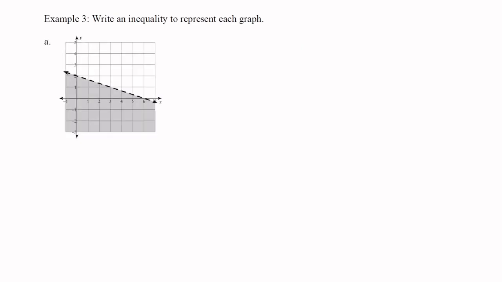So we're going to write an inequality to represent each graph. Starting with the first one, we're going to identify what our slope is and our y-intercept. Our y-intercept is 2. Our slope is down 1 and to the right 3, so negative 1/3. We have a dashed line, so it's going to be either greater than or less than, and because it is below the line, or our boundary, we're going to use less than. So y is less than negative 1/3 x plus 2.